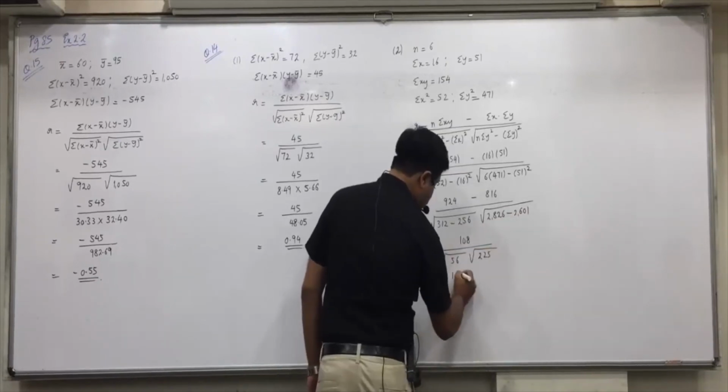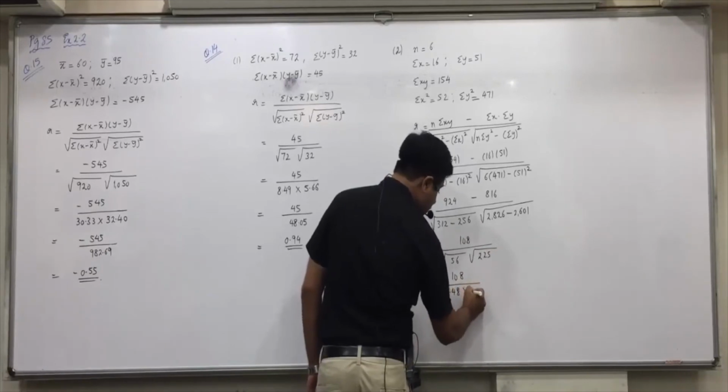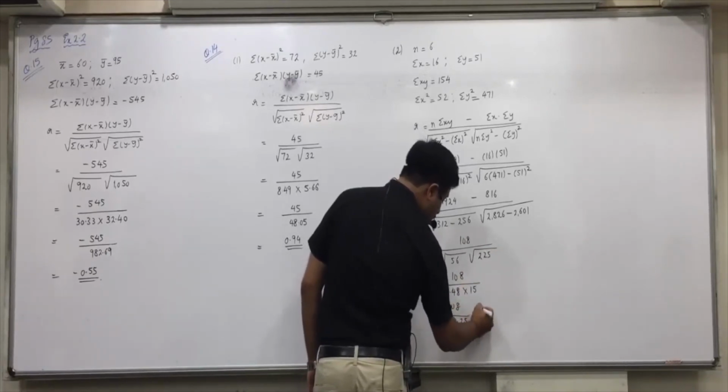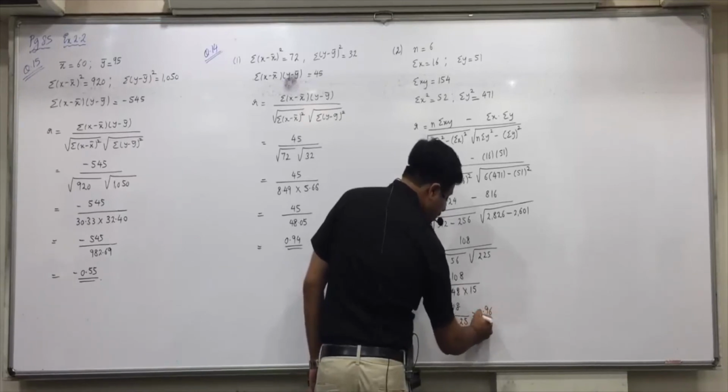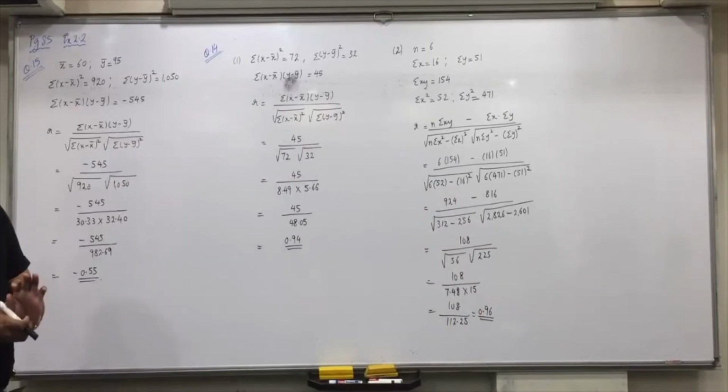So 108 upon what is square root of 56? 7.48 into 15. So 108 upon 2.25, so 0.96. What is that thousands you are getting? Is everyone of you clear with this? So all are clear with short questions, how to decide what formula is to be used.